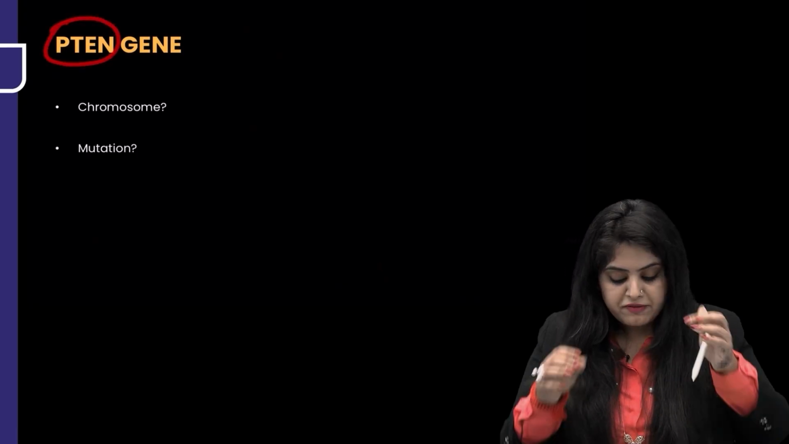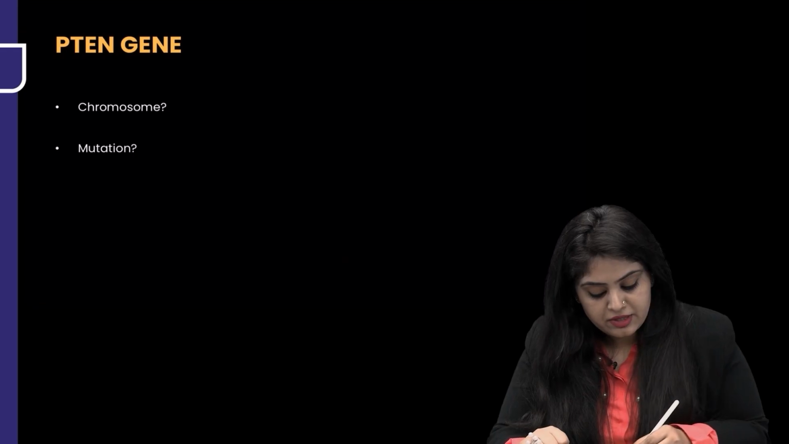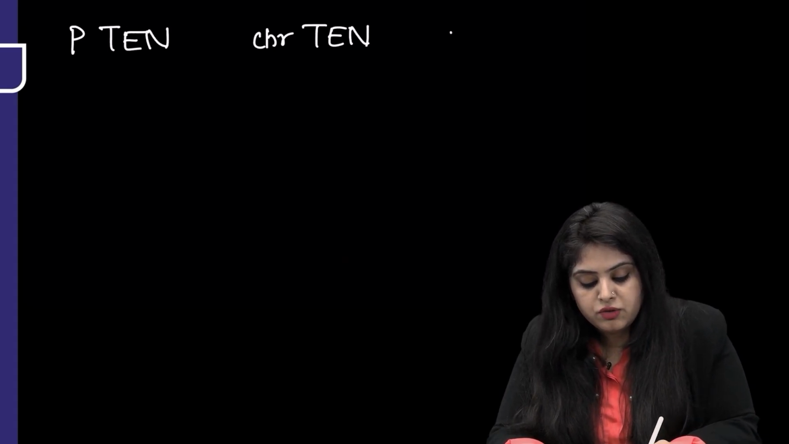This is another one of my favorite ones because it has a very nice rhyme to it. So I'm going to talk about that rhyme. Listen to this very carefully. First, let me tell you the mnemonic. The mnemonic is PTEN, 10 means chromosome number 10, and the syndrome is going to be Cowden.